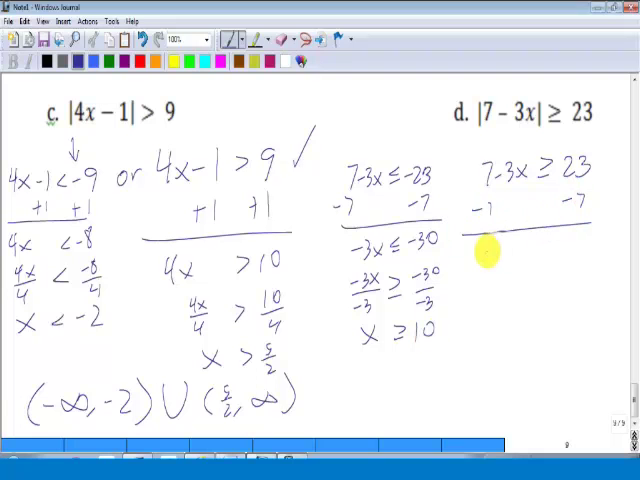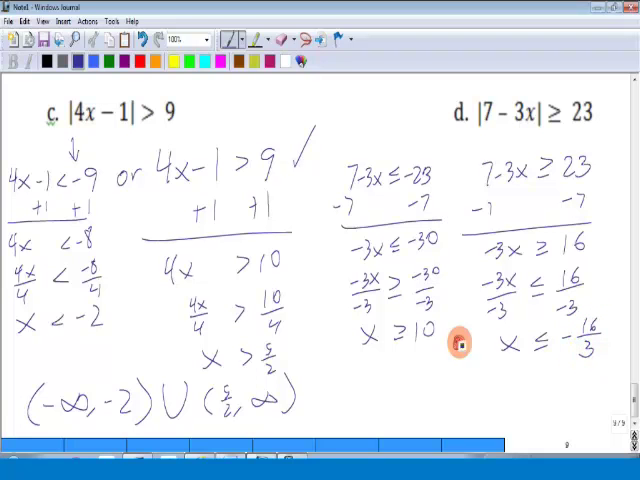Subtract 7, negative 3x is greater than or equal to 16. Divide both sides by negative 3. Reverse the direction of the inequality symbol. And x could be less than or equal to negative 16 thirds. And that would also work.